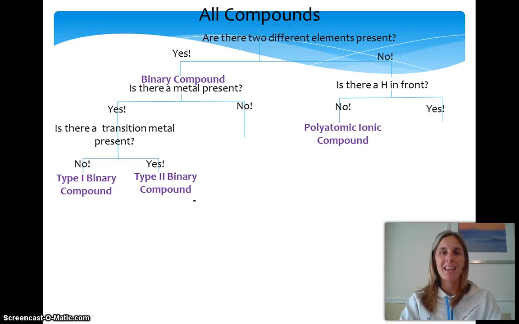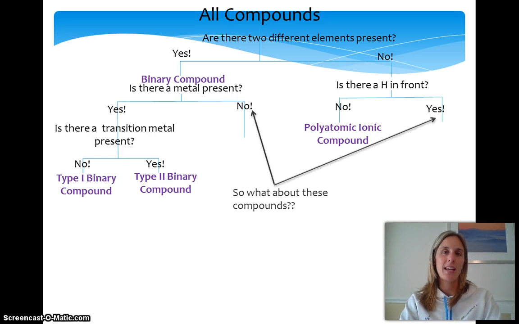Hey guys, welcome back. We've been focusing on naming ionic compounds in class the past couple of days, so we're going to shift gears now and talk about the two places on your flowchart where the molecular compounds are found. And that's these guys right here: the binary compounds that don't contain metals, and the compounds that have multiple elements that have H's in front.